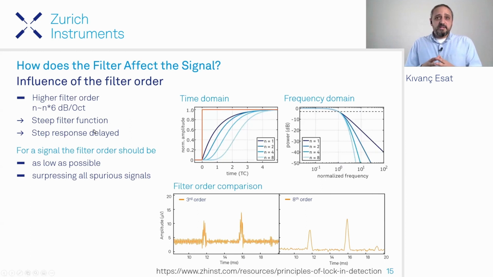The next parameter is the filter order. That's the N here. That is essentially how many filters we cascade, and this affects how steep such a filter is. If you look at the frequency response here, you see that the dark blue is the one with filter order 1, and the lighter it gets, the steeper it gets because the filter order increases.